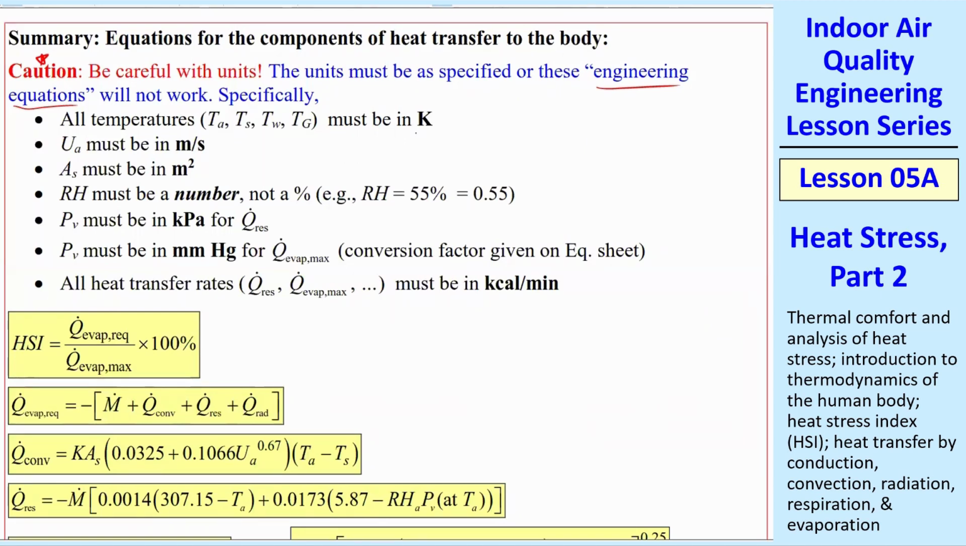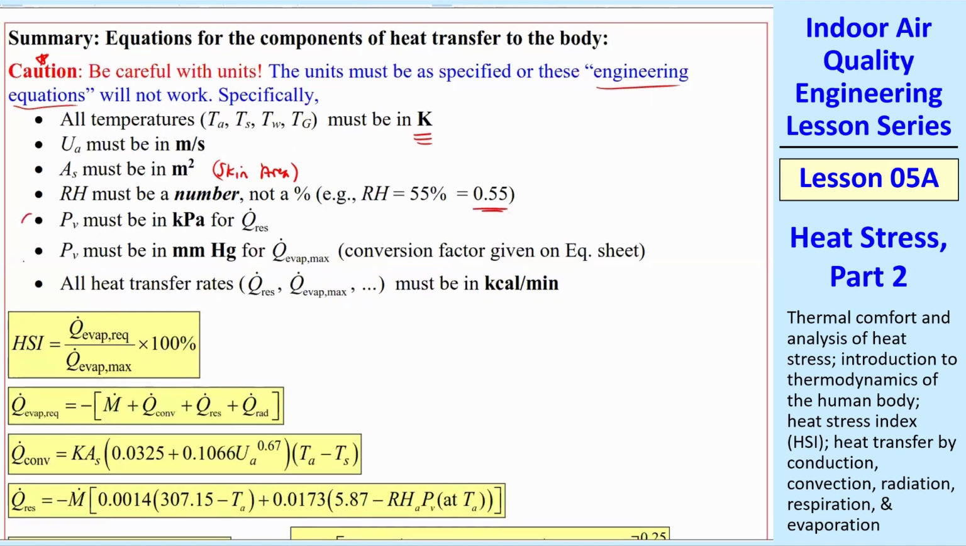All temperatures have to be in K, even though you'll normally be given them in degrees C, so you have to change. UA, the wind speed, has to be in meters per second. AS is the skin area, surface area of the skin. That has to be in meters squared. Relative humidity, you don't put it in as a percent, you put it in as a number.